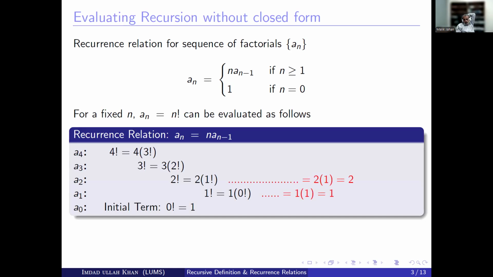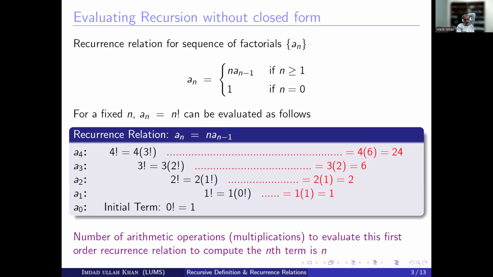And then as a result of the completion of that function call, all those calls will start returning the answers, which will get plugged in to the places where they were called from, and we'll be able to find the final answer. We can see that the number of arithmetic operations, or more specifically multiplications, in this expression to compute the nth term is n, which means we needed n multiplications to compute 4 factorial.